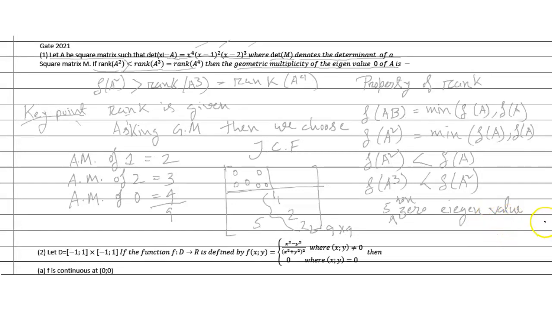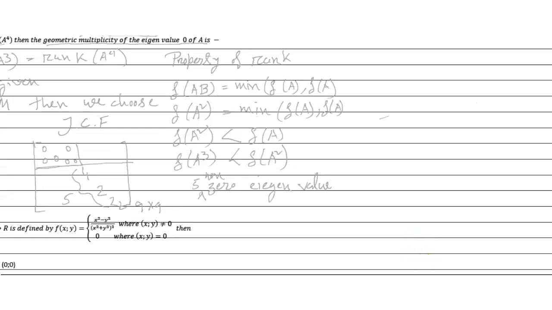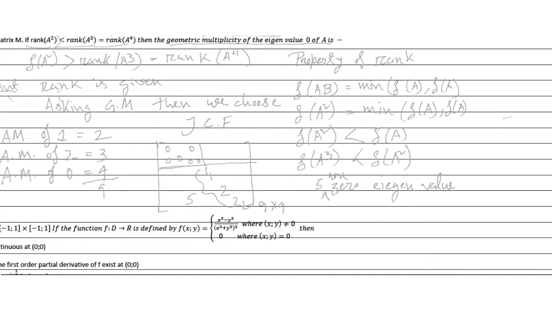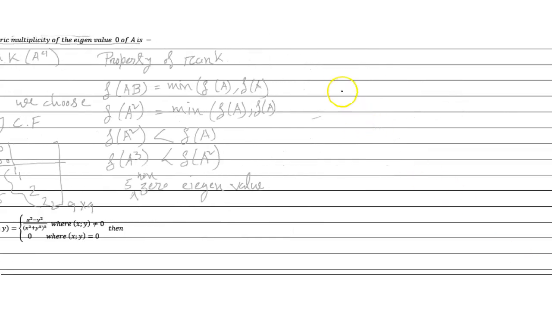So friends, now I have to choose how to solve this. So actually I have to write the given conditions. What are my given conditions? Rank of A square is greater than rank of A cube, equals rank of A to the power 4. So friends, you must remember these are my conditions.